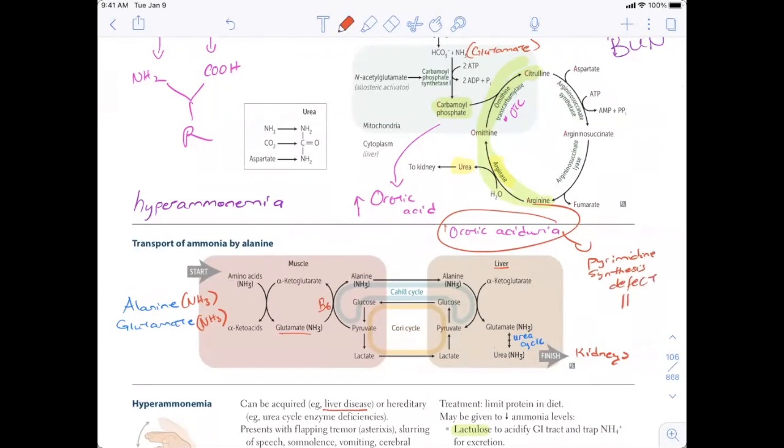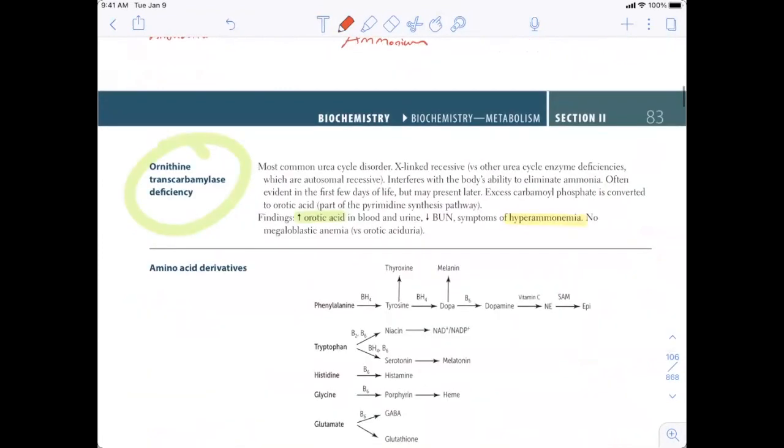So because of that, ammonia is going to be normal, all right? That's the difference. Normal ammonia in pyrimidine synthesis defect, but increased orotic acid, whereas in OTC deficiency it is increased orotic acid and increase in ammonia at the same time, okay? So remember that. All right, so that's where we'll stop for today.